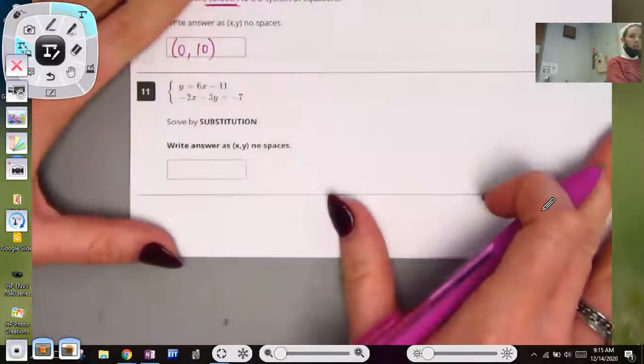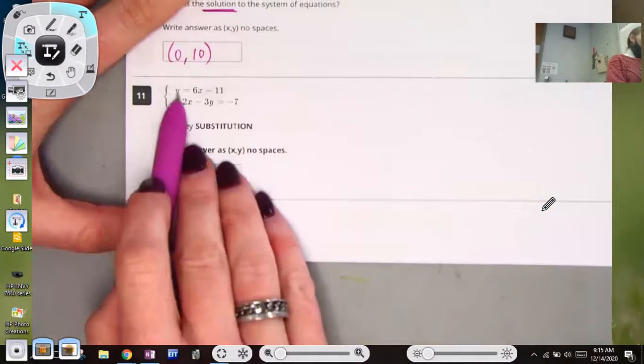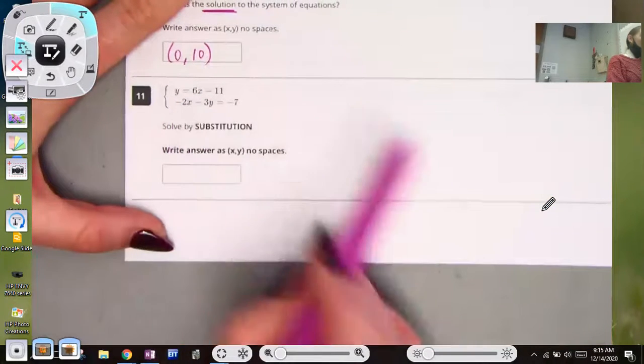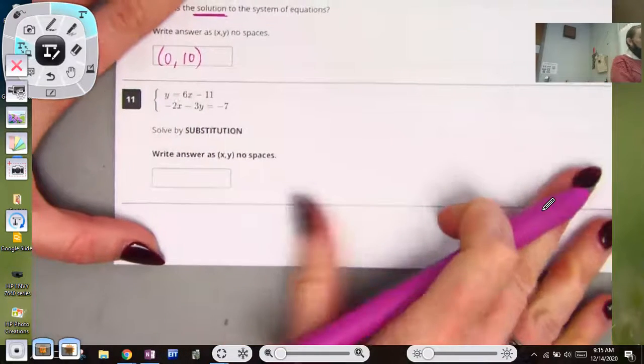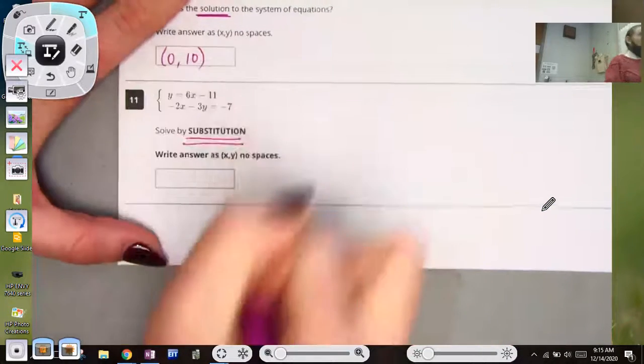All right, almost finished. So this says y equals 6x minus 11 and negative 2x minus 3y equals negative 7. It wants us to solve it by substitution.